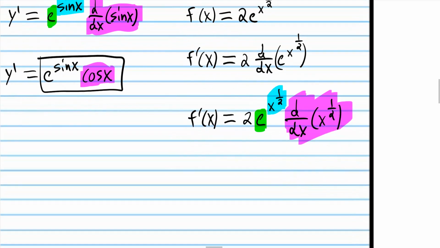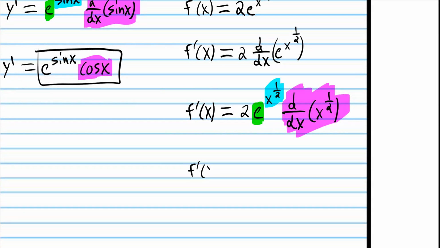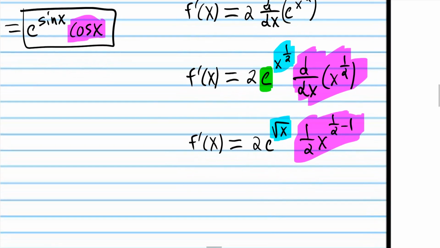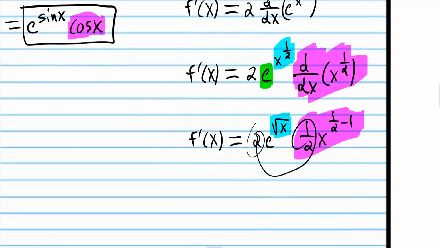I know this stuff is strange, but you're going to learn fluency in this as we continue throughout the course. Now, we can just change that blue expression back to root x. That's easier to write because we're not really going to do anything to the inside function. And the derivative of x to the 1/2 is 1/2 times x to the 1/2 minus 1. So notice that 2 times 1/2 is just 1, so they cancel out.